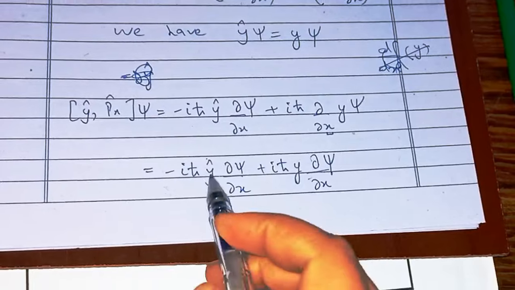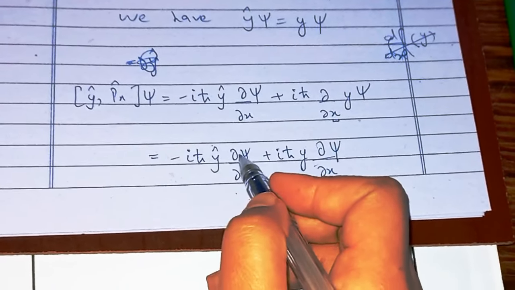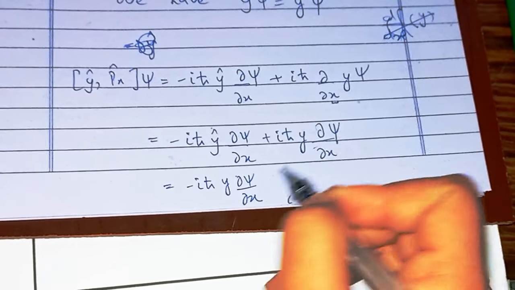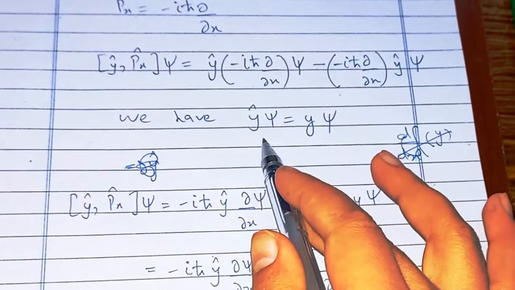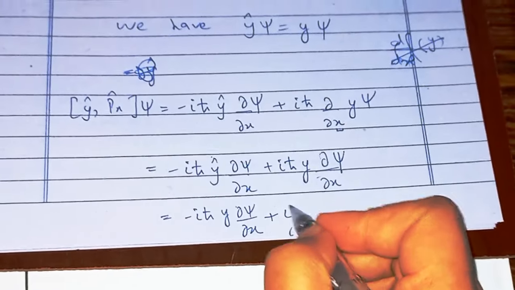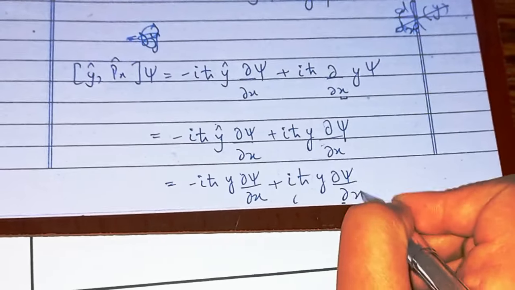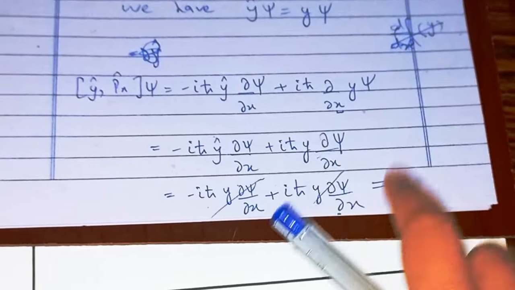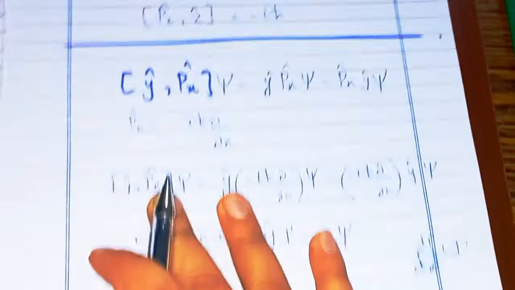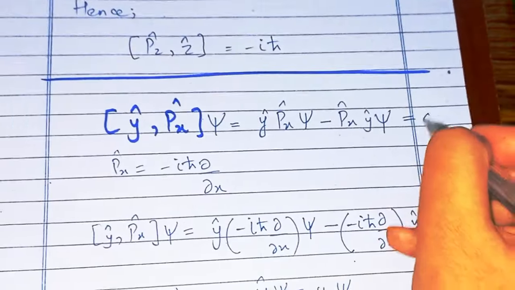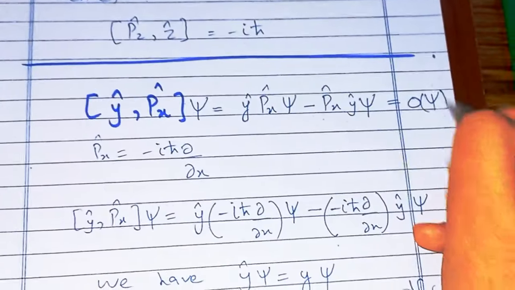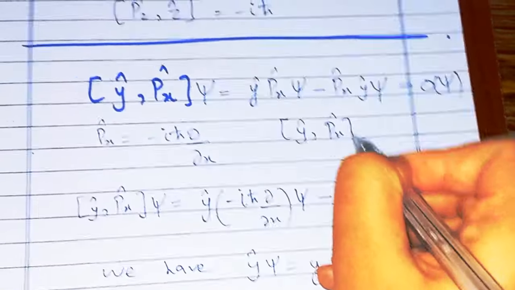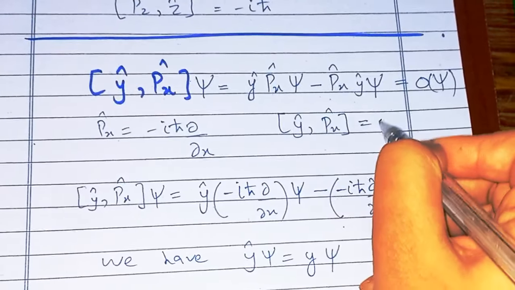So y will be taken as constant, it will come outside, so we have partial by partial x into psi. We can see here that the y operator applied on partial psi by partial x is simply y times partial psi by partial x, because that is the thing with the position operator, it comes as it is. So you can see they are both equal and they cancel out to 0. This commutator is actually equal to 0 times psi. So when the y operator is applied with the x component of momentum, the commutation relation is 0.